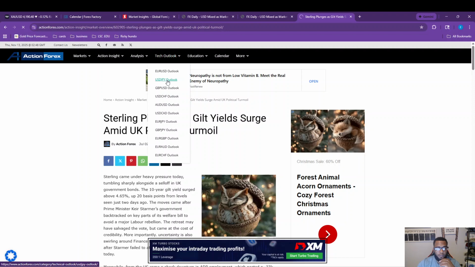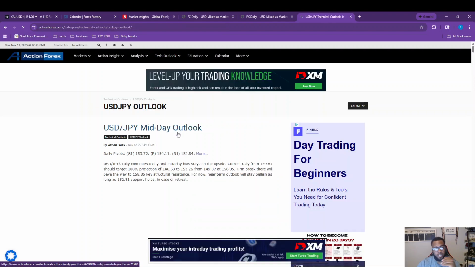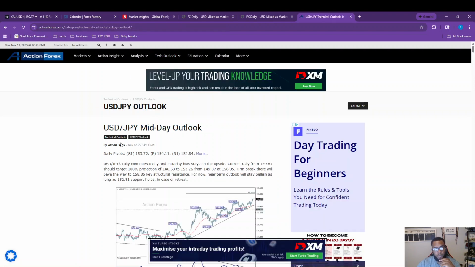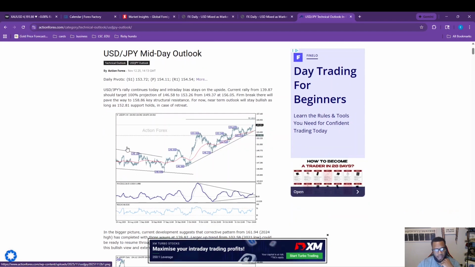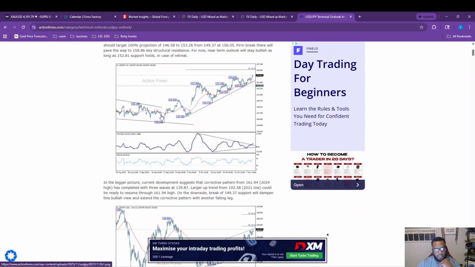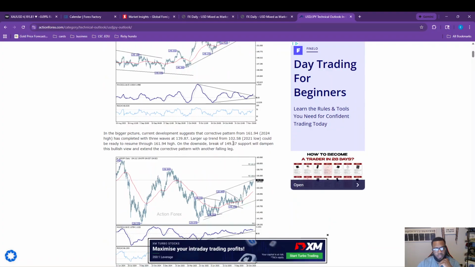So if you want to jump into a specific pair, this gives you the report of that pair for the outlook, and it gives you the technical aspect of it and the fundamentals aspect of it too. And technicals is like the uptrend, the charts, and all of that, and the fundamentals is more of like the news and where they see it going.